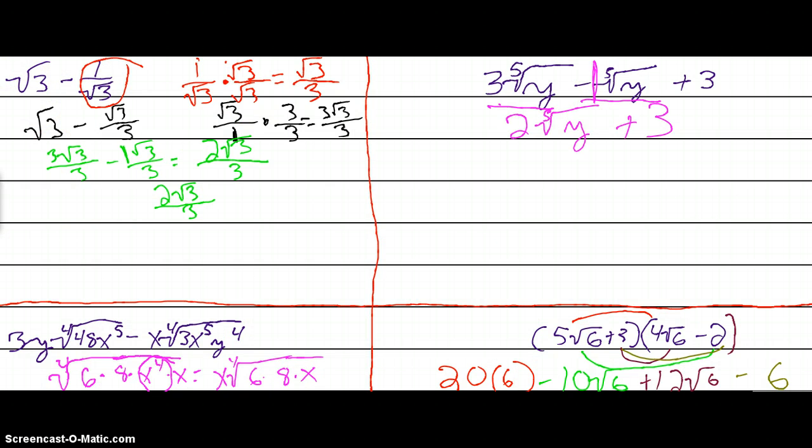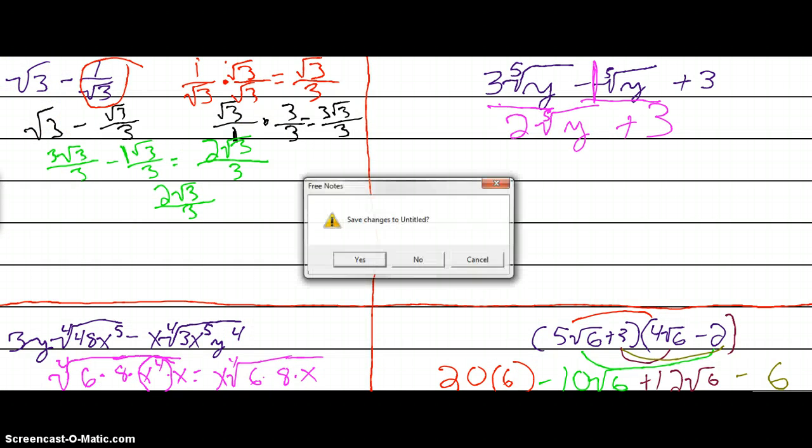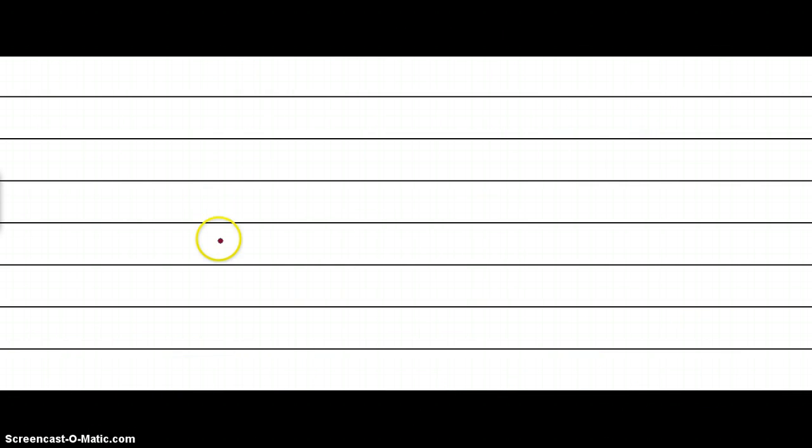Let's get a new page. Let's see how you do this. New page. Alright, so now let's go over the square roots of 4, or whatever. Let's start off with cube roots. Oh, you know what? Let's start off with square roots.